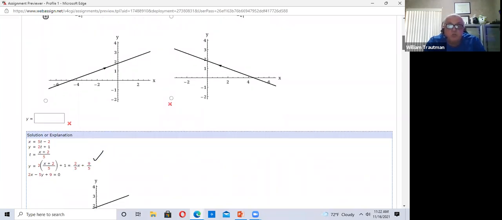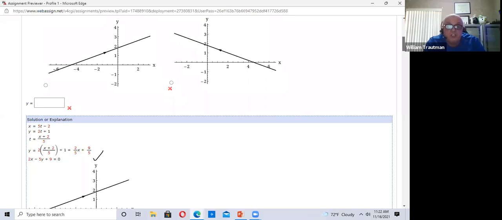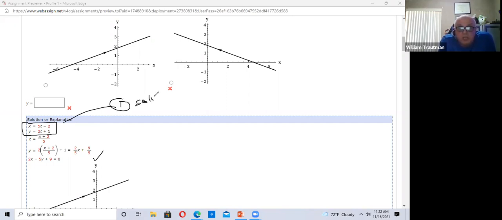All right, so now I'm going to come back. Now we have to create the parametric equation from this. And don't forget, we have these two. The steps for creating the parametric equation was solve for t. Step one, solve one of the equations for t. It doesn't matter which one I do. I'm going to do the first one, x equals 5t minus 2. Take the 2 to the other side. Divide by 5.